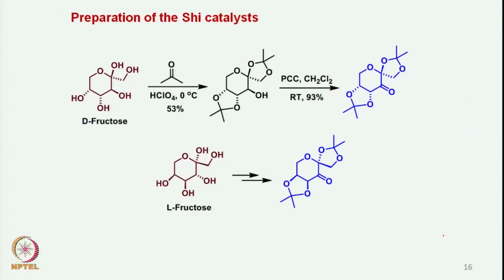Now, how do we make the Shi catalyst? It is very easy. You can take the D-fructose and put acetone in the presence of, say, perchloric acid as an acid catalyst, and this diol, which is a cis diol, and this diol, which is relatively free from the steric point and can easily react. So, both of them react to form the corresponding diacetonide, and then you can oxidize the hydroxy group using PCC, pyridinium chlorochromate, and we can prepare this particular ketone, which is reacted with oxone to form the corresponding dioxirane.